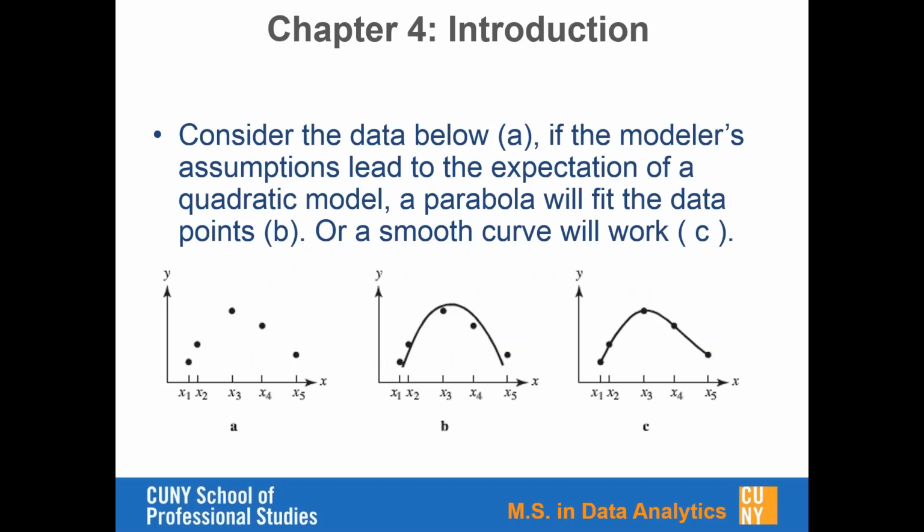And then this picture specifically gives you an example that for data A, if the model assumption leads to the expectation of a quadratic model, then a parabola will fit the data as in B. And then also a smooth curve will work, which will be the C. And then apparently we start questioning whether there's overfitting for C, right, in this particular case.